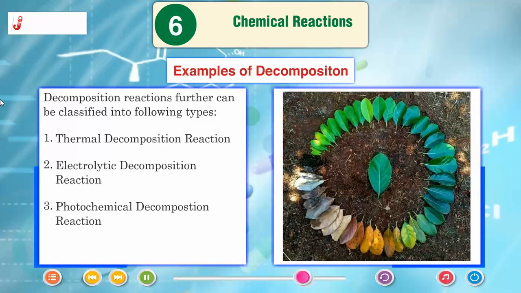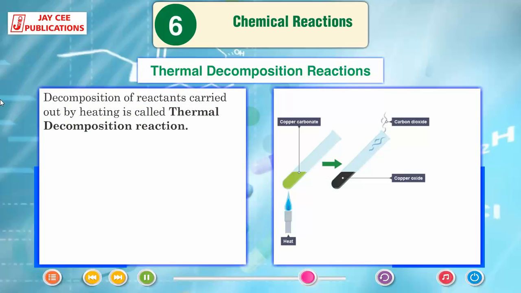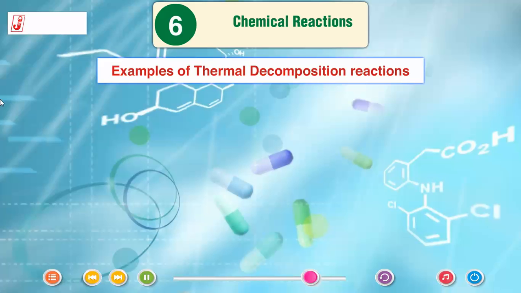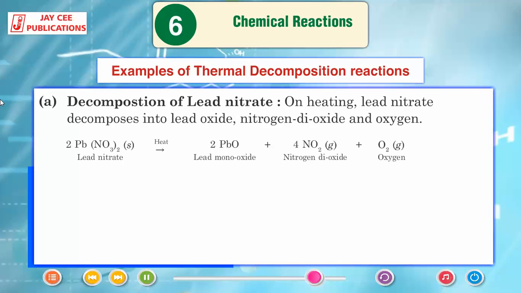Decomposition reactions further can be classified into the following types: thermal decomposition reaction, electrolytic decomposition reaction, photochemical decomposition reaction. Thermal decomposition reactions. Decomposition of reactants carried out by heating is called thermal decomposition reaction. Examples of thermal decomposition reactions: decomposition of lead nitrate. On heating, lead nitrate decomposes into lead oxide, nitrogen dioxide and oxygen.